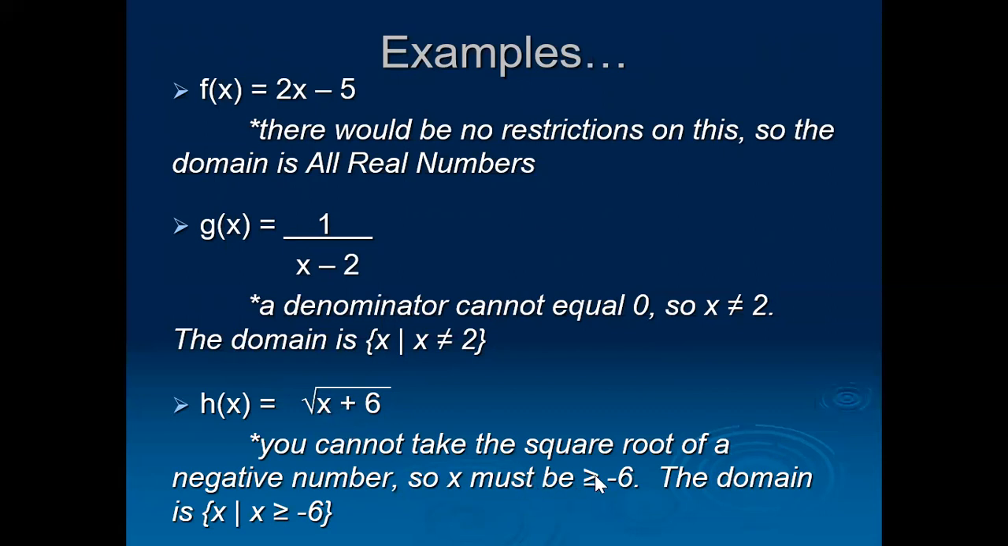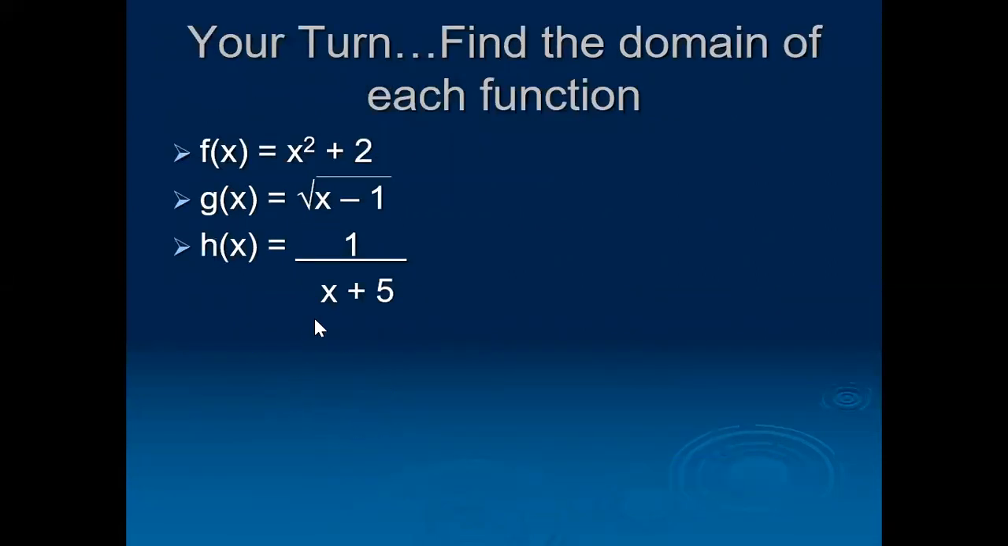But if x were to be negative 7, which would be less than negative 6, then negative 7 plus 6 would give you negative 1. You cannot take the square root of negative 1. So we'll find these domains. X squared plus 2, once again, you can square any real number. And so we'll always get a response with this function. So it's all real numbers.